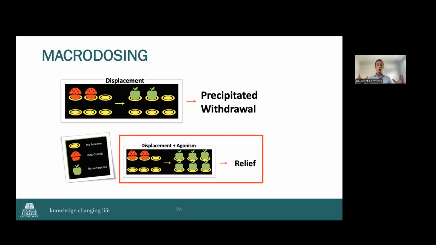But I will have given so much of this partial agonist, and I will have bound so many of these otherwise unoccupied mu opioid receptors, I'll actually wind up with some symptom relief, and I won't precipitate withdrawal, and patients will feel a lot better.